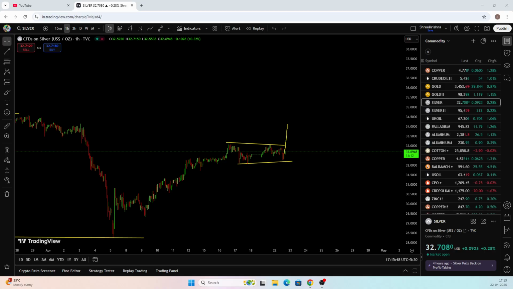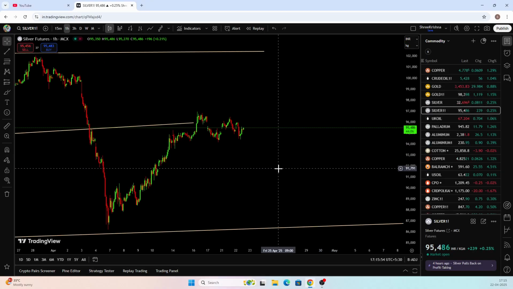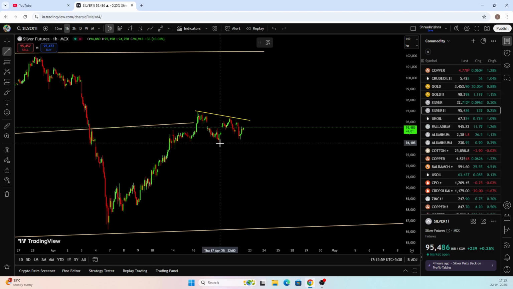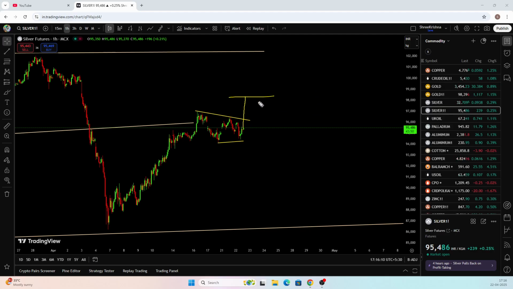Okay, then we have silver in INR. Same story. Yes, we are looking for an upside move, but this upside will hit around 98,000. Then you can look for the trailing ones. Buying is in your own way. I'm not going to give you the buying setup. Once you cross this price, 96,500, start trailing the stop. Don't panic. Let it go.